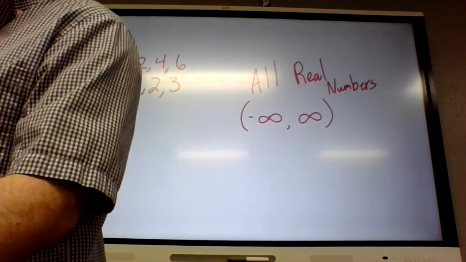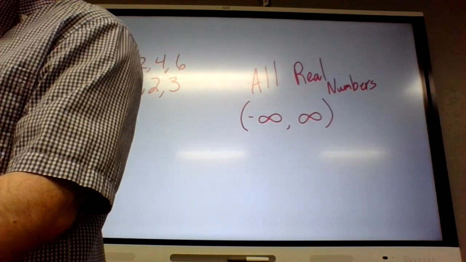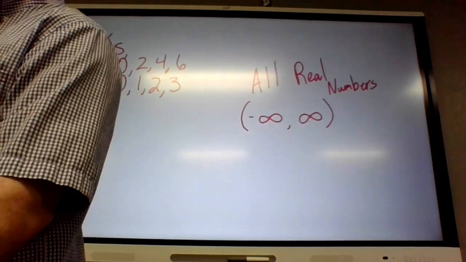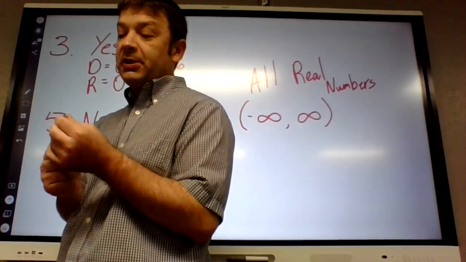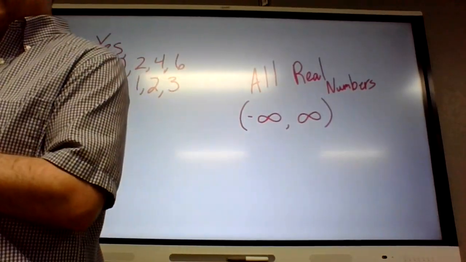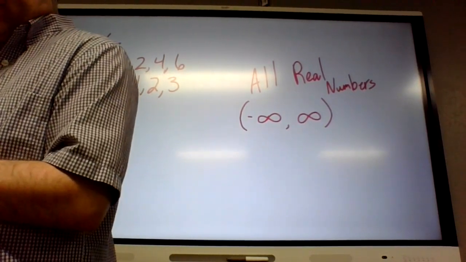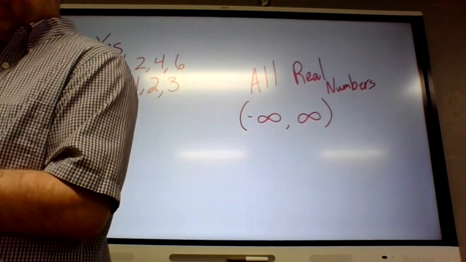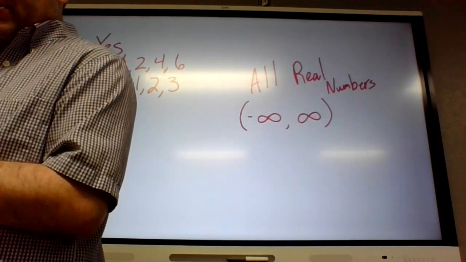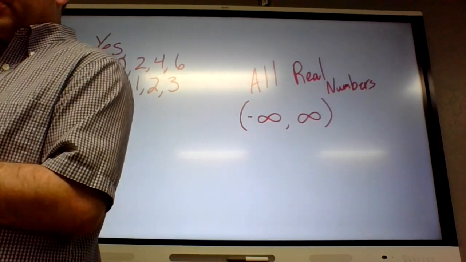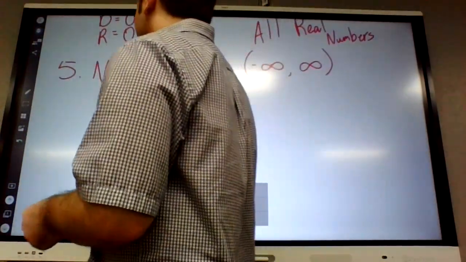Number 7. Explain why the equation x squared plus y squared equals 1 does not define y as a function. Why is that not a function? This kind of goes to number 8 too.